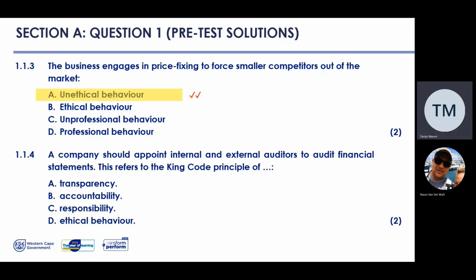Now we find ourselves in a bit of a pickle. What do we do? How do we go about it? When we look at the key of the question, we're looking at what the company should do. So we know it's ethical behavior because that is a behavior that all companies should approach. Which means we're now left with transparency, accountability, and responsibility.